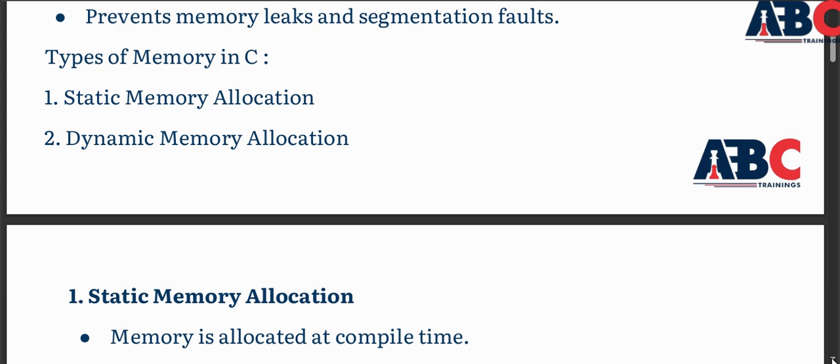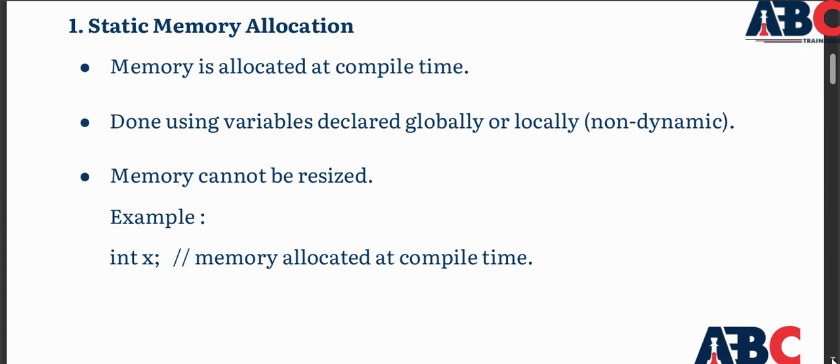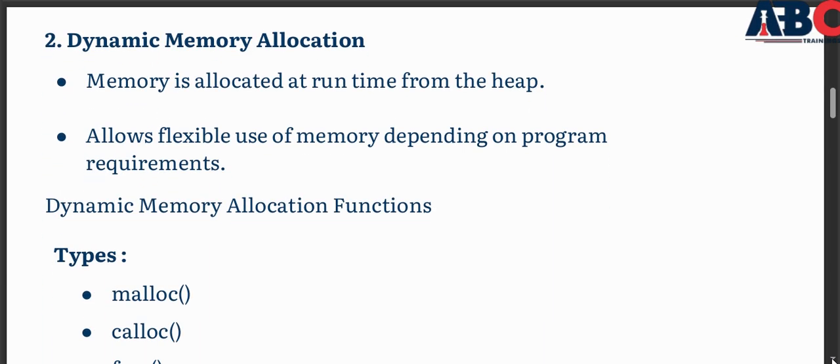Types of memory in C: static memory allocation, second dynamic memory allocation. पहले हम देखने वाले स्टैटिक मेमोरी एलोकेशन। Memory is allocated at compile time, done using variables declared globally or locally, non-dynamic. Memory cannot be resized. Example, int a; memory allocated at compile time. Second, dynamic memory allocation. Memory is allocated at runtime from the heap. Allows flexible use of memory depending on program requirements.